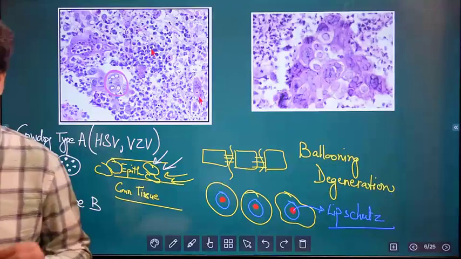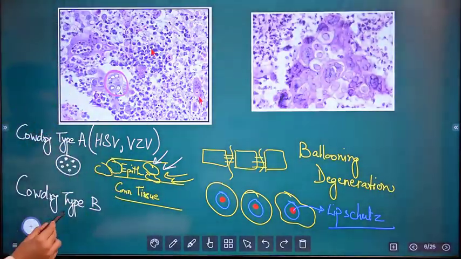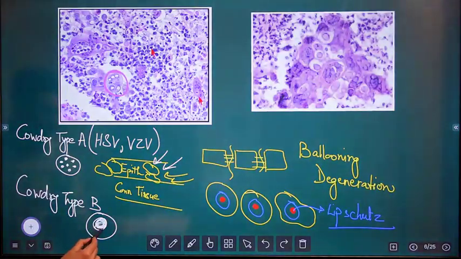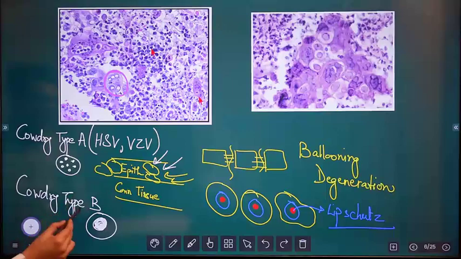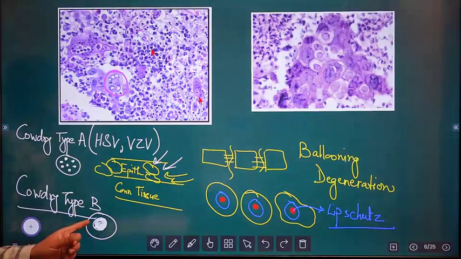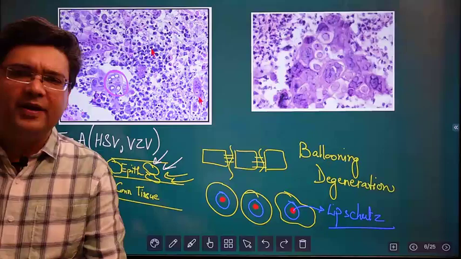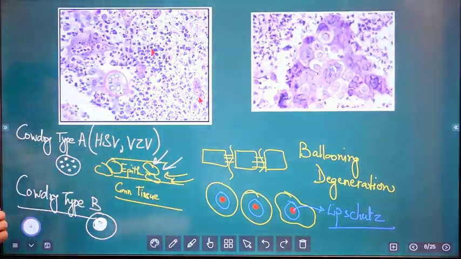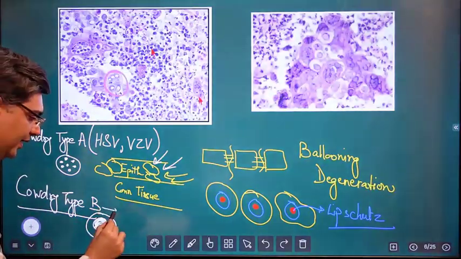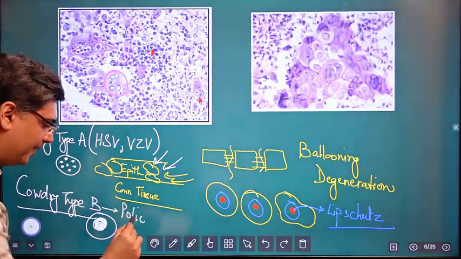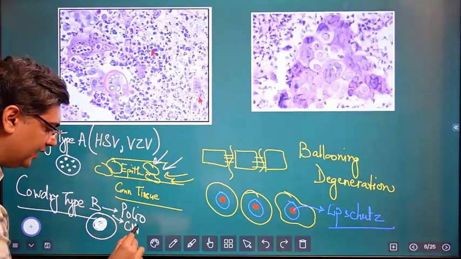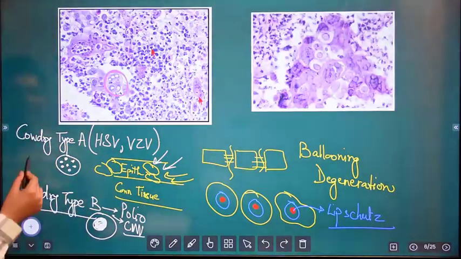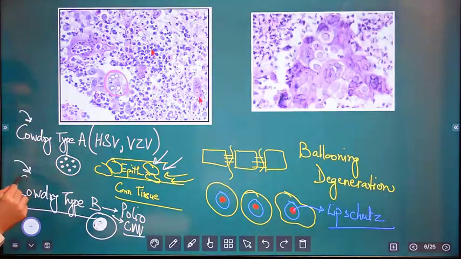Now the Cowdry type B bodies are amorphous. So within the cell and the nuclear area, when these amorphous areas are seen, they are said to be Cowdry type B bodies. And the question arises, where are Cowdry type B bodies seen? They are seen mainly in poliovirus, and they are also seen in cytomegalovirus families. So we have to differentiate between Cowdry type A and Cowdry type B bodies.